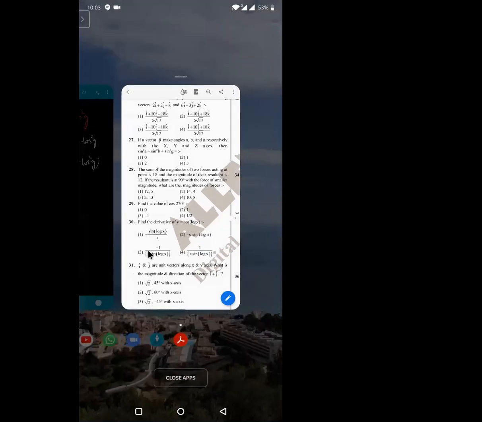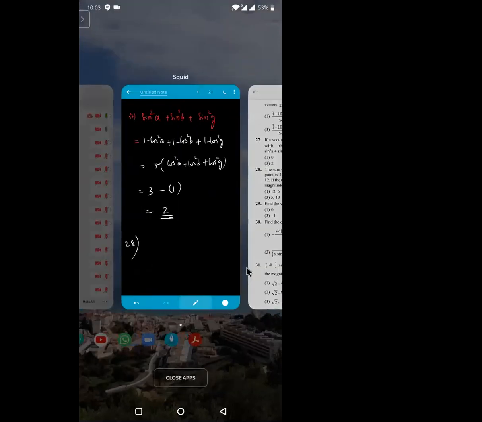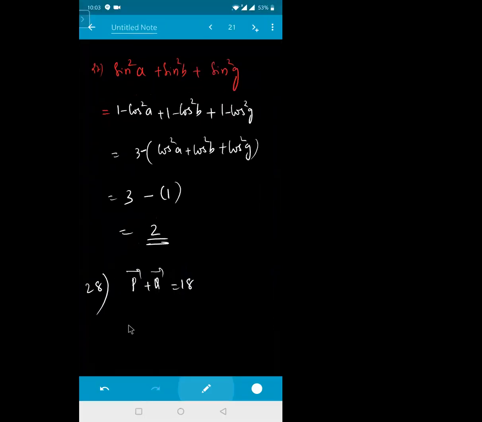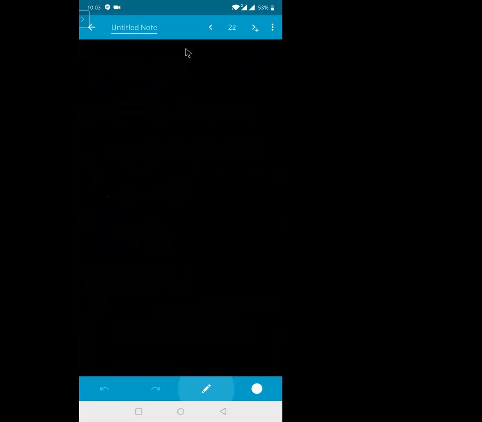The sum is given for two vectors: p plus q equals 18. How do you take the resultant? Resultant is under root of p square plus q square plus 2pq cos theta. And how do you find the direction? For the given condition, one force is the p vector. The resultant is at 90 degrees.